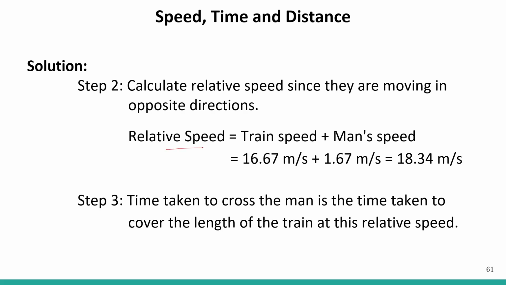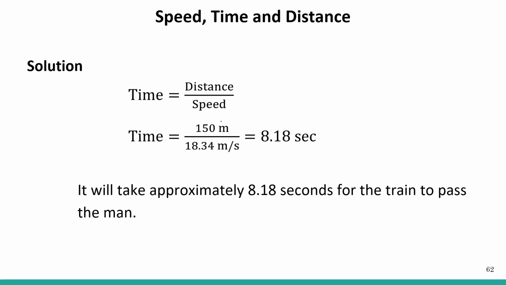Okay. So relative speed will be what? 16.67 meter per second plus 1.67 meter per second, that is approximately 18.34 meter per second. So time taken to cross the man is the time taken to cover the length of the train using the relative speed. So it will be what? Time is equal to distance by speed. This is the formula that we know. So time is equal to what? 150 meter by 18.34, that is equal to 8.18 seconds. So it will actually approximately take 8.18 seconds for the train to pass the man.